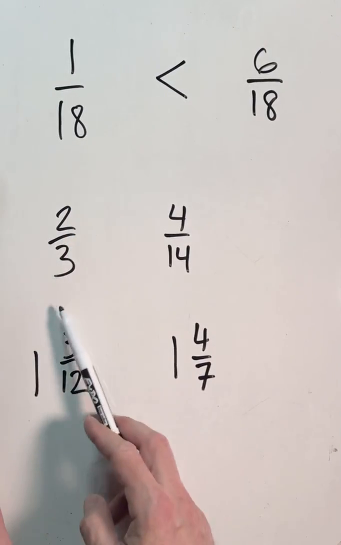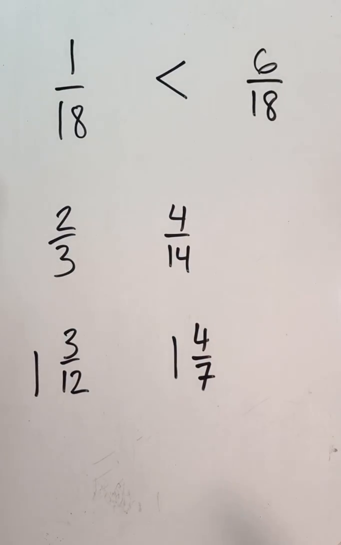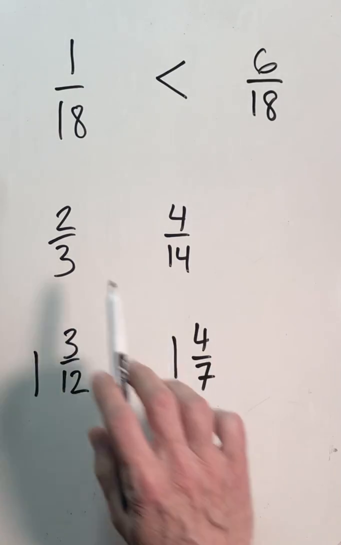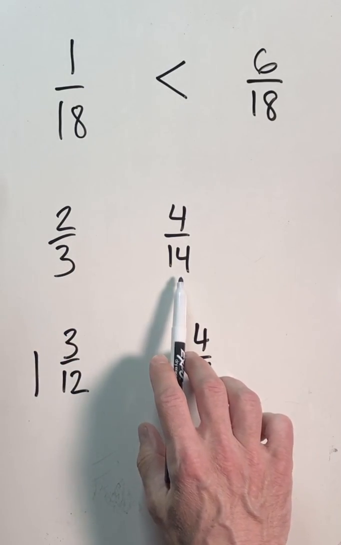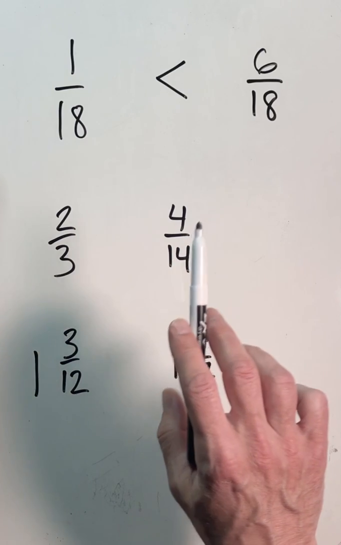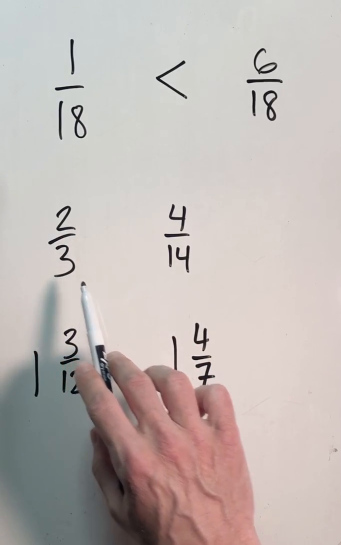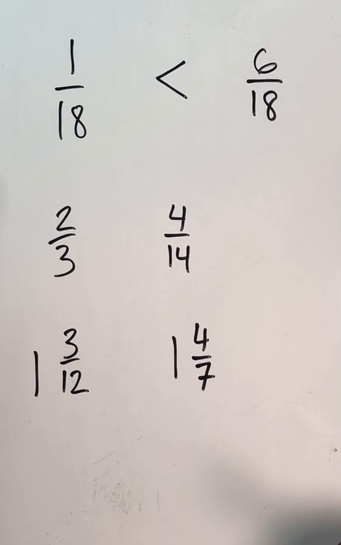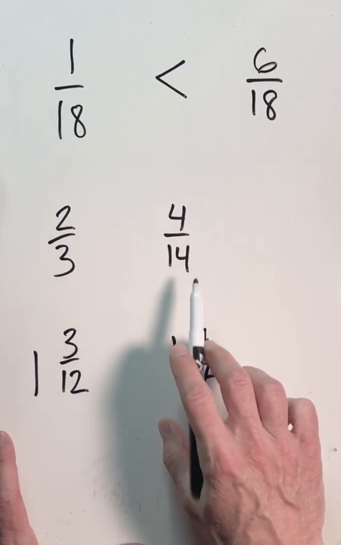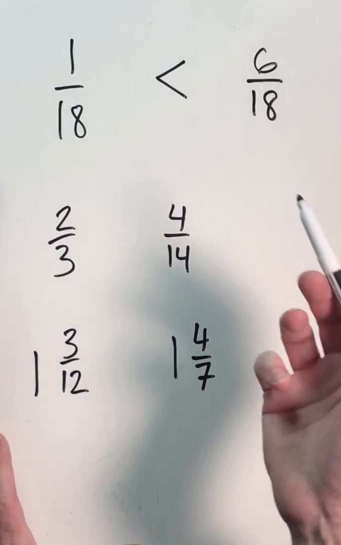Moving down here, we have 2/3 and 4/14. We would need to apply the same logic, except 3 is not a factor of 14. It doesn't divide into 14 evenly, and 14 is therefore not a multiple of 3, so we need to find a common denominator. The best way to do that would be to multiply by the opposite denominator.